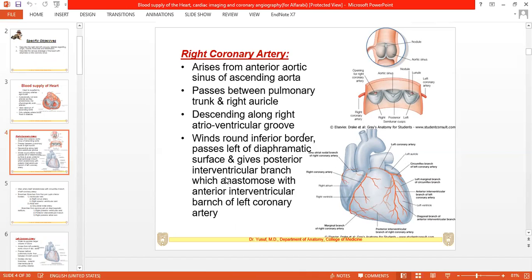It gives the posterior interventricular branch, which anastomoses with the anterior interventricular branch of the left coronary artery. This posterior interventricular branch of the right coronary artery anastomoses with the anterior interventricular branch of the left coronary artery, which is coming from the left. So anatomically, as I said, there is anastomosis between the right and the left coronary arteries.